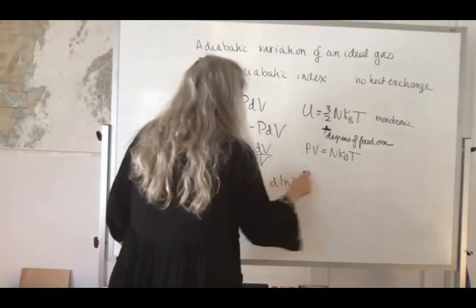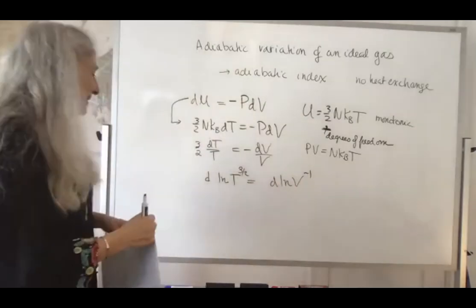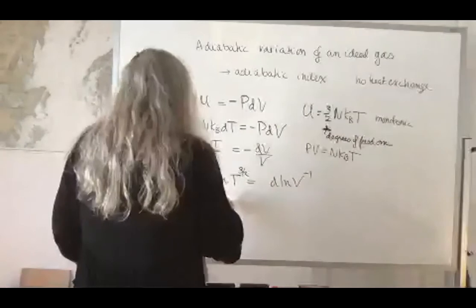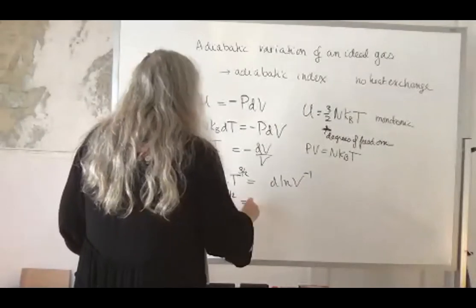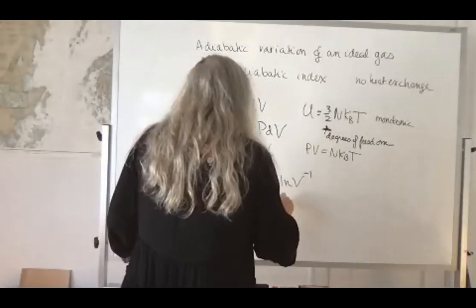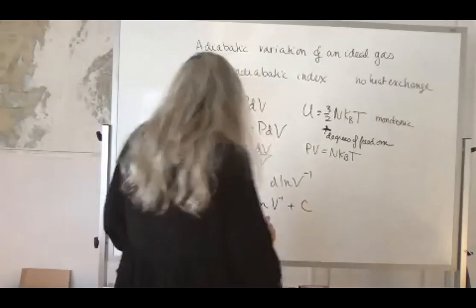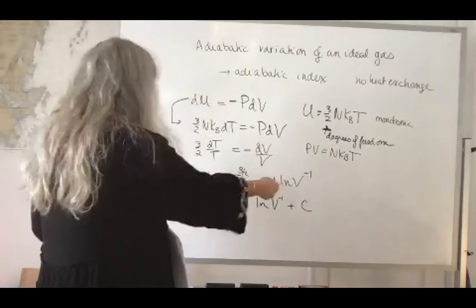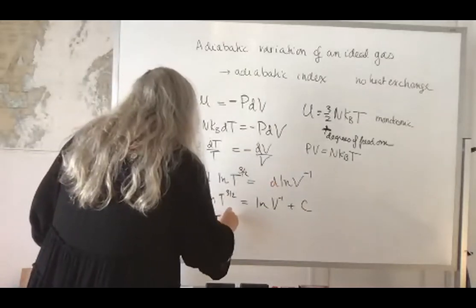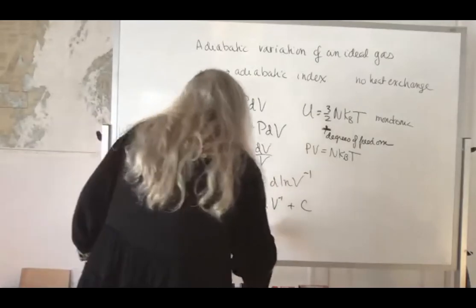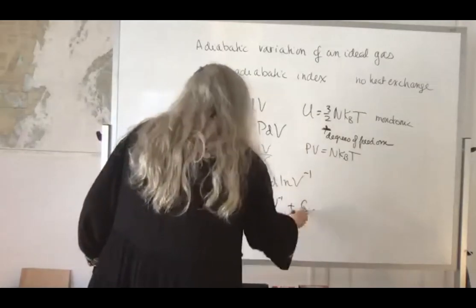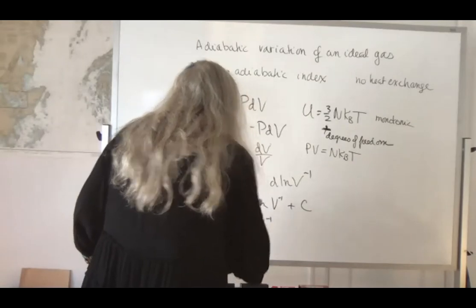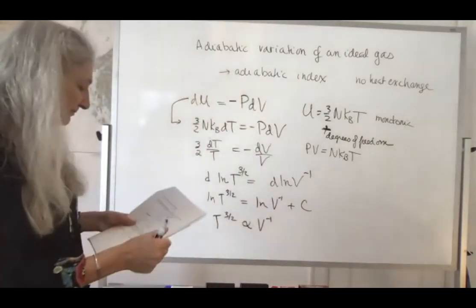And I can move this minus sign there. And now I can integrate this. So I get ln of T to the 3/2 is equal to ln of V to the -1 plus a constant. And then I can take e to the whole thing, and I get T to the 3/2 is equal to V to the -1, and then this constant multiplies in, so I can just turn that into a proportionality sign.